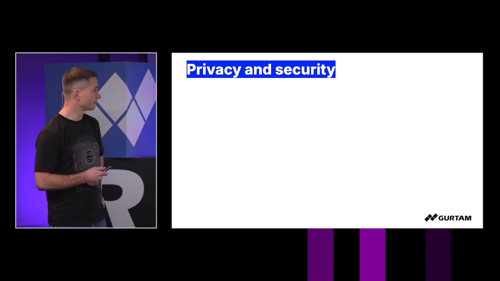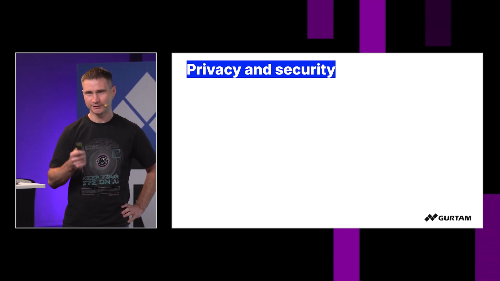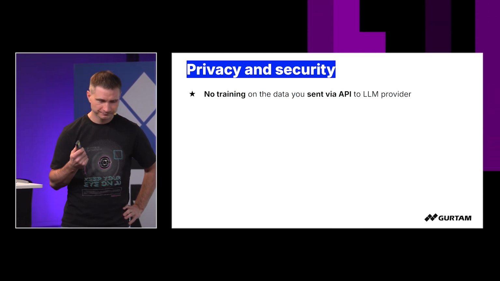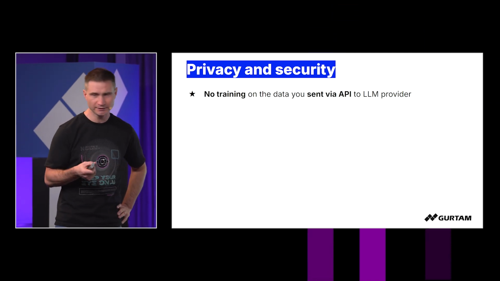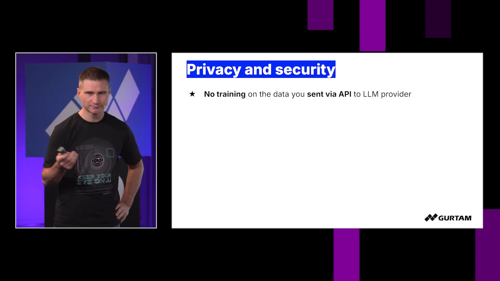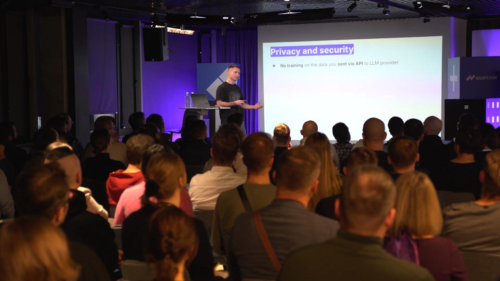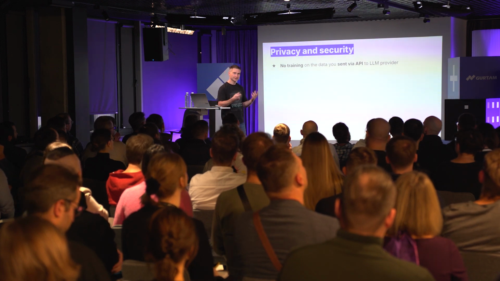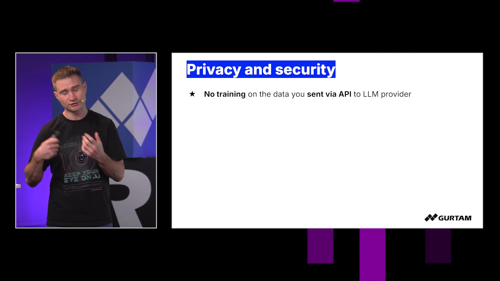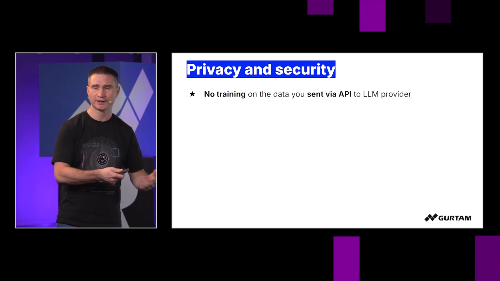Okay, now a few more slides about privacy, security, and the cost. When you're working with enterprise data, you need to read the contract, but all the most popular platforms like OpenAI and Anthropic claim in their contracts that they do not train their LLMs on the data that we send them via API. So they train when you talk with the chatbot, but they do not train when you are using the API to access them.